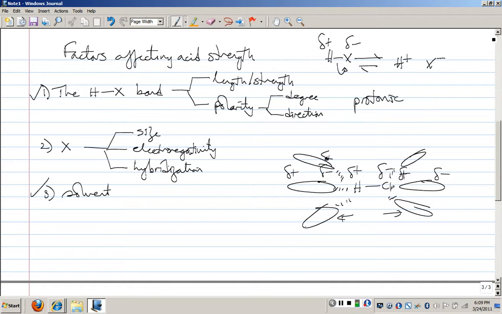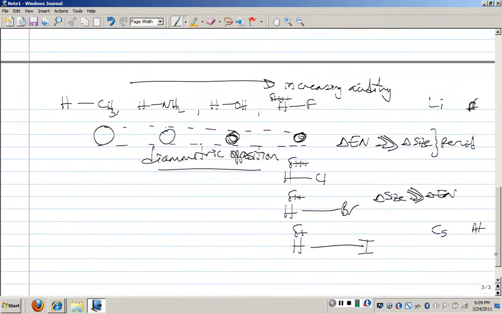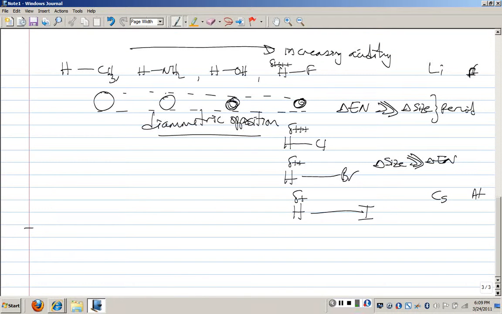we were looking at the factors that affect the strength of an acid. So we've looked at solvent and at the nature of the HX bond. The other factors are size, electronegativity of X, and hybridization of X. And you can pretty much, I think, see where this is going, because it has a bearing on the HX bond.